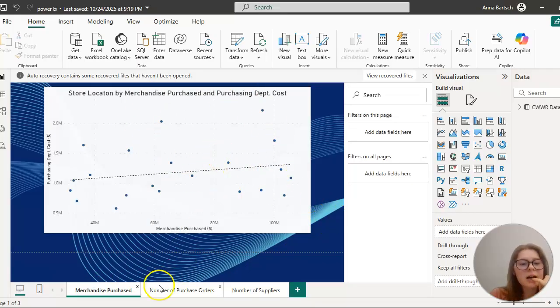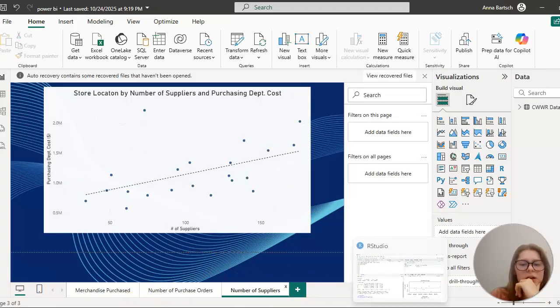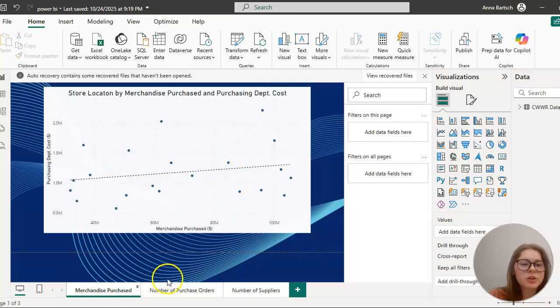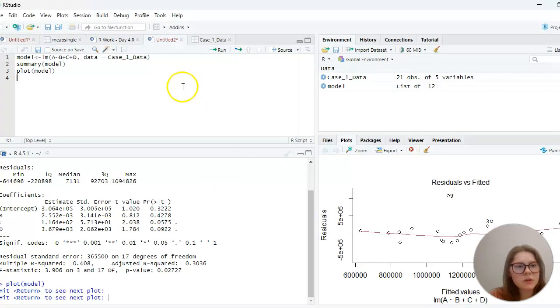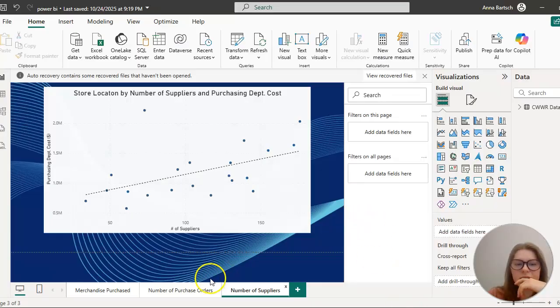Moving on, I input simple regression models on Power BI. I didn't want to do multiple regression on here, it's too complicated. This shows very little correlation between merchandise purchase and purchasing department costs. This is the best simple regression model, as I stated, and number of suppliers is the second best. I chose to use multiple regression on RStudio because it's easier. I wanted to verify my data, and I got the same R squared and adjusted R squared for this model. We can see the plot here, which shows pretty good correlation for these variables. This is for all three cost drivers included in the model. I just wanted to verify my results. So that's the regression analysis that I went through.